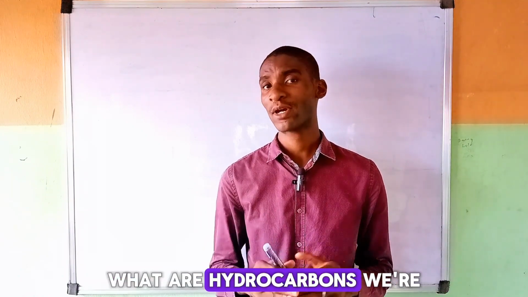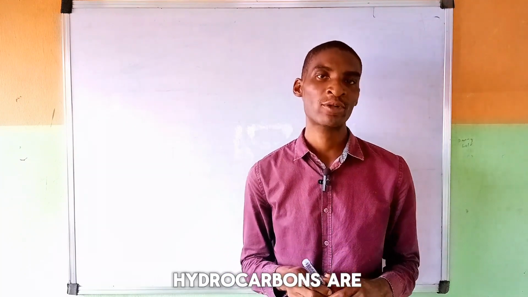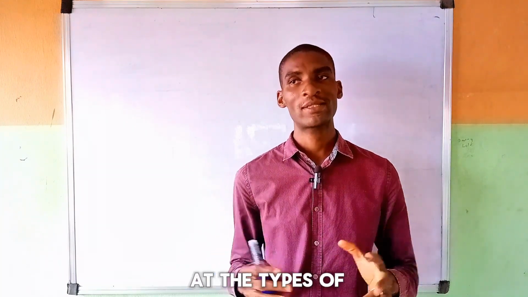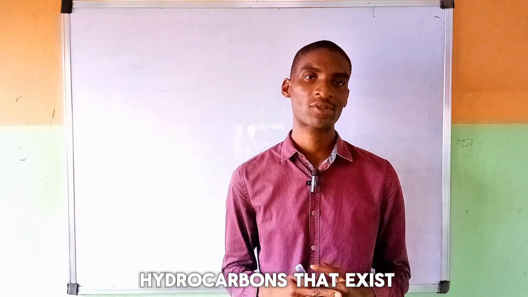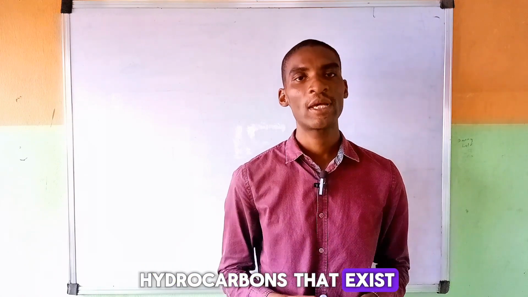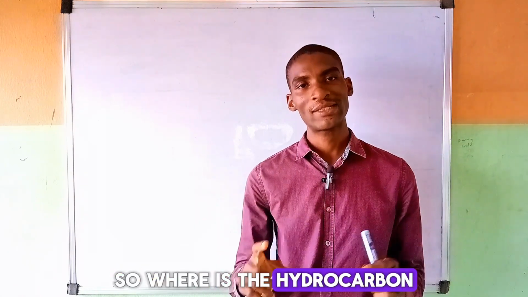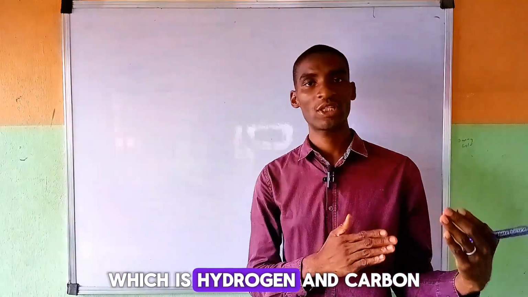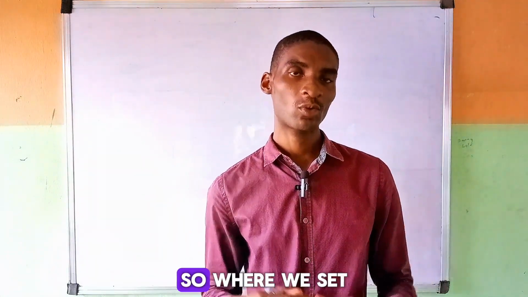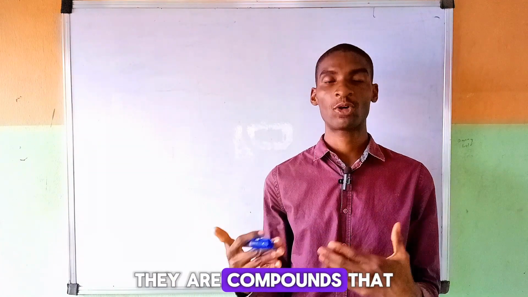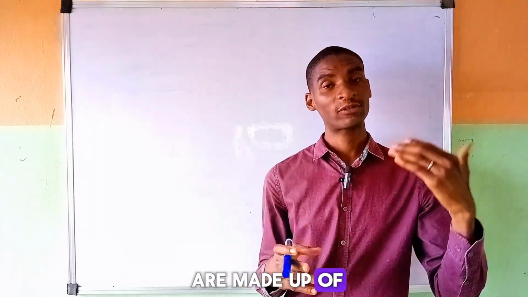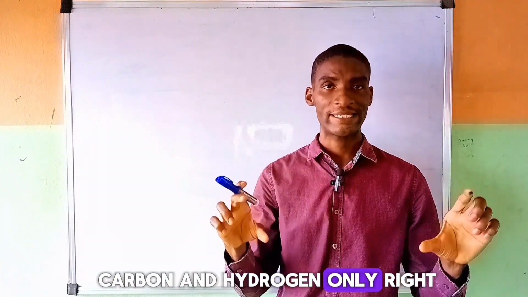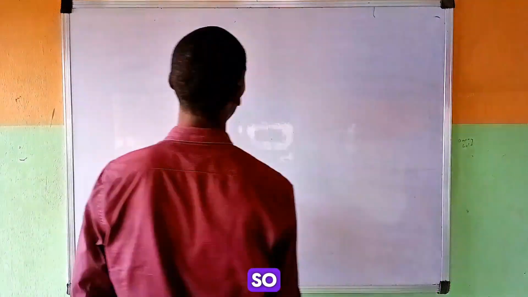Hydrocarbons. What are hydrocarbons? We're going to look at what hydrocarbons are, and then we'll look at the types of hydrocarbons that exist. When you say hydrocarbon, it's gotten from a combination of two words, hydrogen and carbon. So when we say hydrocarbons, they are compounds that are made up of carbon and hydrogen only. Alright?